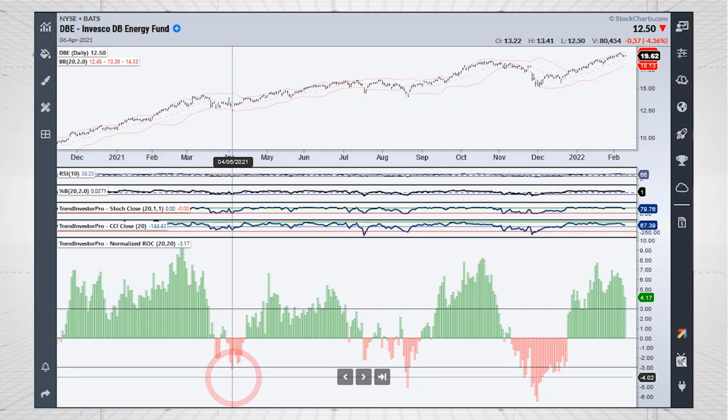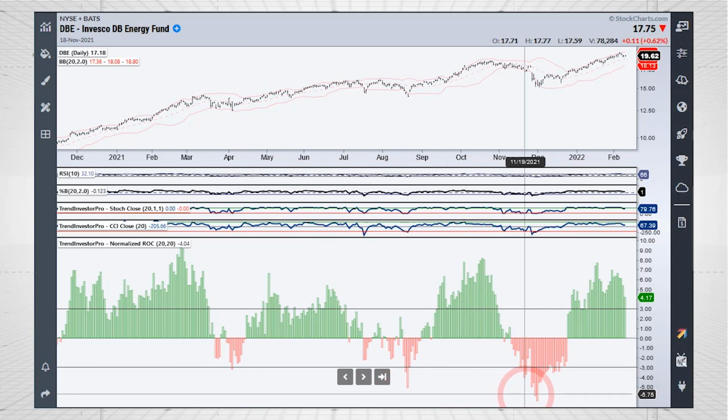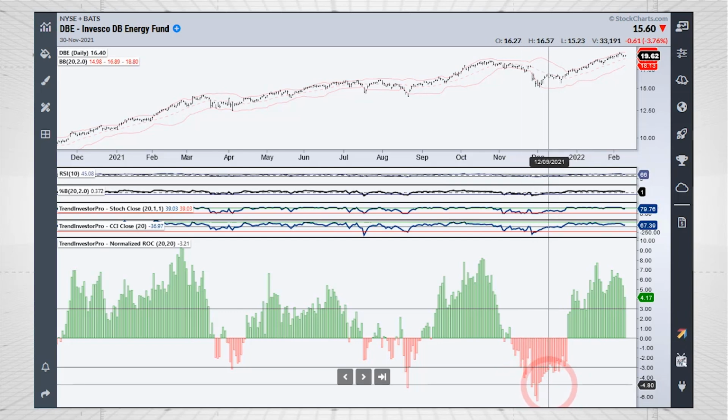And so you can see we're oversold in April. We're oversold again there in August, and we were oversold for an extended period from the 19th of November all the way until the 17th of December. So an extended oversold condition.